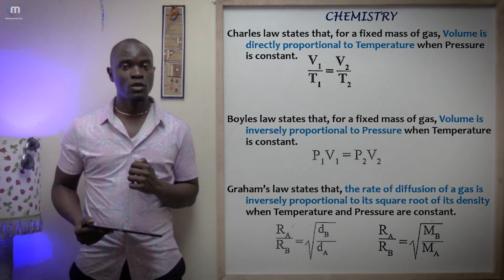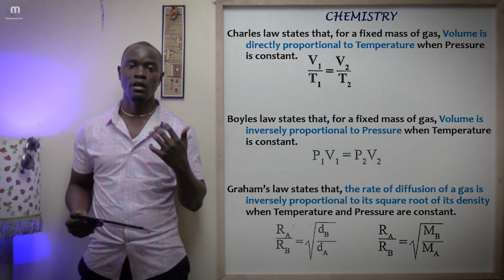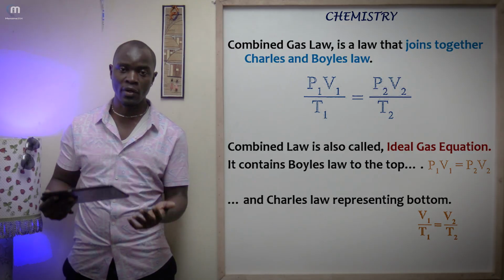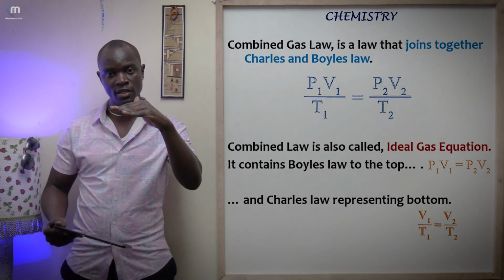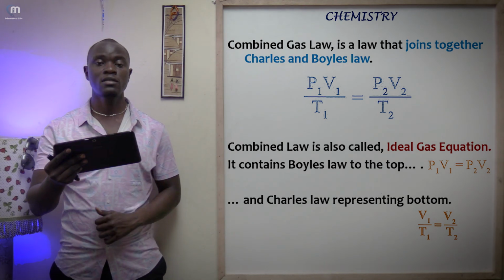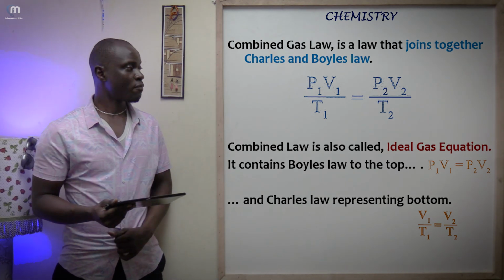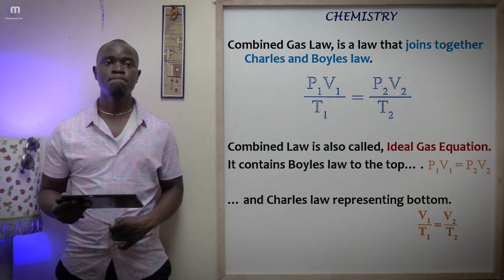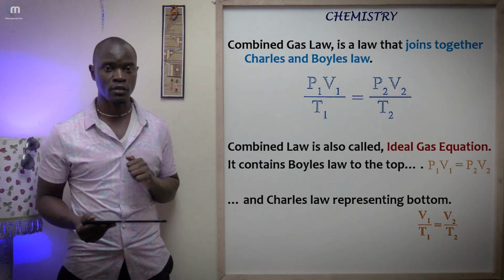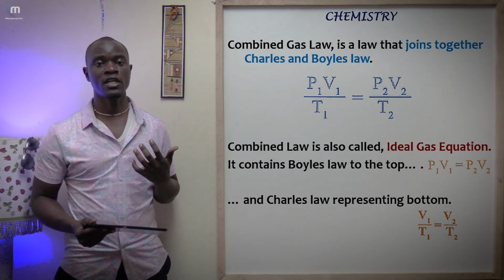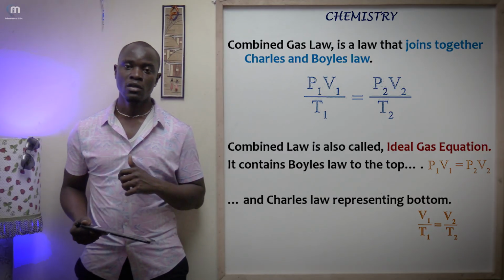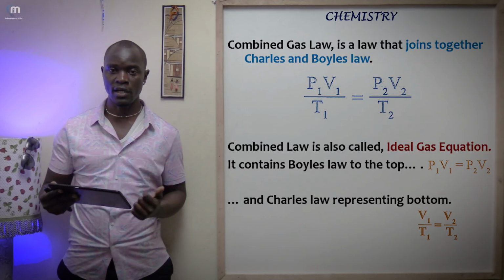Now the other law that we looked at was the combined gas law. Just from the word combined, this law combines Boyle's law at the top and Charles' law at the bottom. That's why it is called a combined gas law. If you check the formula, on the top side we have a replica of Boyle's law. On the lower side we have a replica of Charles' law, just that we have temperature. So that's why it is called the combined gas law.